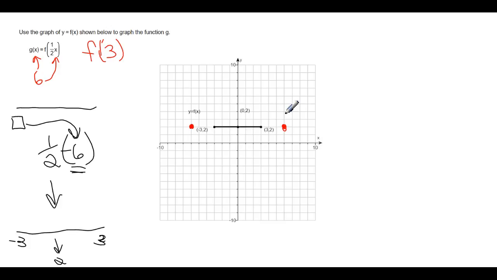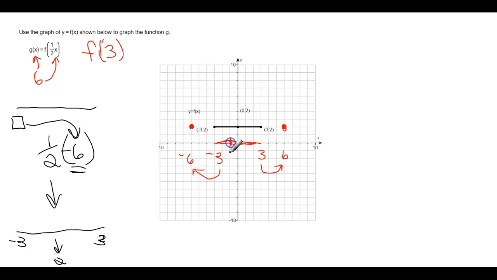Everything else is going to stay the same, meaning the width. It's just going to connect those two, because every point between -3 and +3 on the old graph, that was our old domain, all those points were sent to 2. Well, now -6 and +6 are the same place, because half of -6 is the old -3, and half of +6 is the old +3. So everything's being stretched out, but everything's being sent to 2.